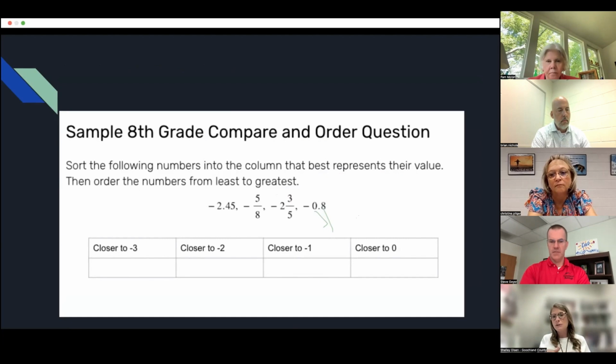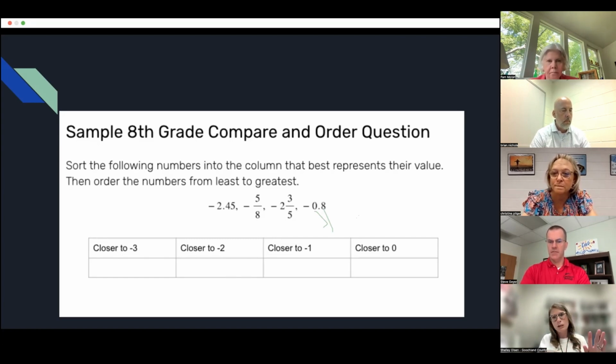So in the past, you would have seen this question with all of those different numbers and just said, put these numbers in order from least to greatest. And to shift and change the level of rigor on this, some of our teachers looked at this and said, you know what, instead, let's actually have the students sort these numbers and turn into the column that best represents their value. Is the number closer to -2, closer to -1, or closer to 0, and talk about why. And that just really changes an understanding.